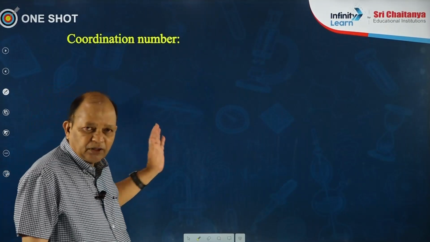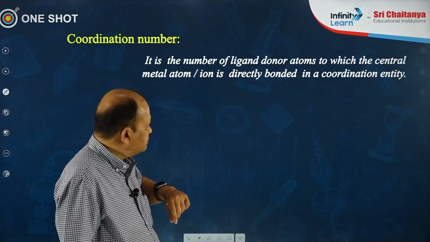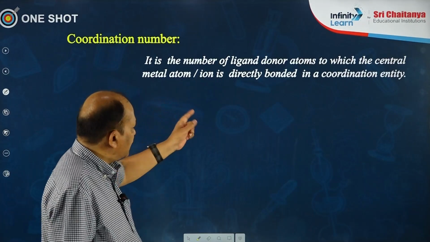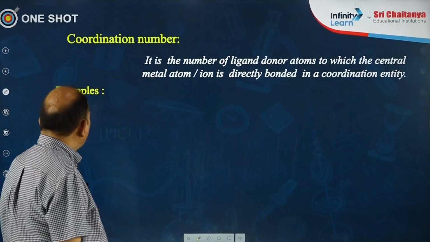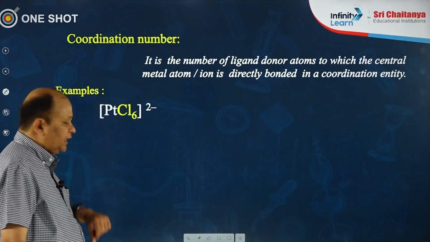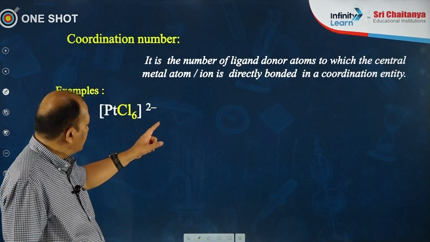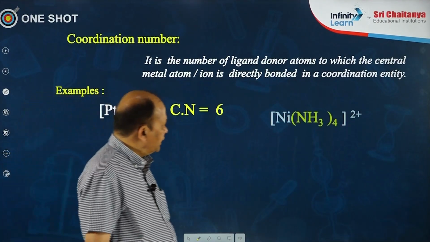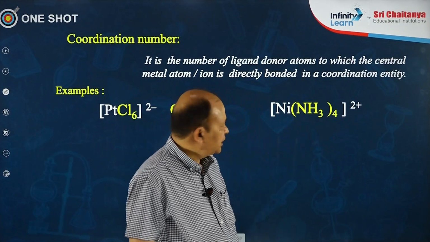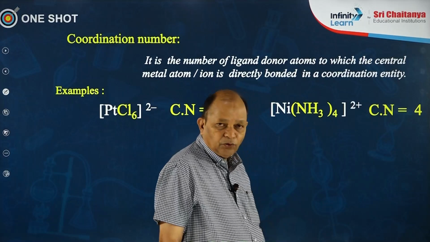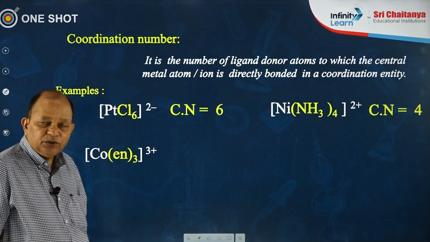Coordination number is a very simple concept. It is the number of ligand donor atoms to which the central metal atom or ion is directly bonded in the coordination entity. Look here. To the metal ion, 6 chloride ions are bonded. Therefore, coordination number 6. Similarly, here to the nickel ion, 4 ammonia molecules are bonded. So, coordination number 4. Here to the cobalt, 3 ethylene diamine molecules are bonded.